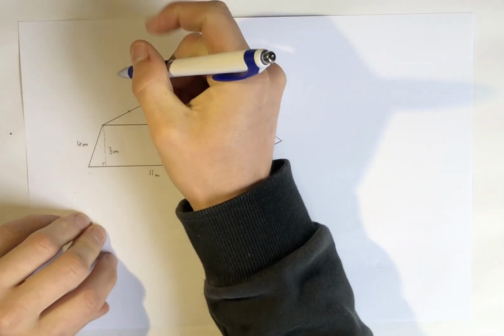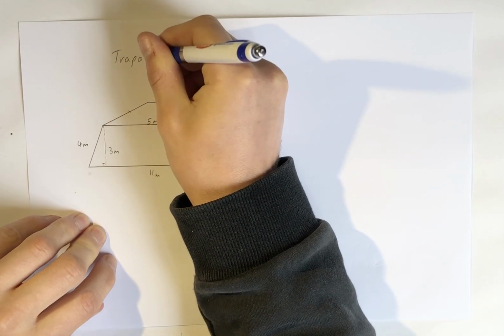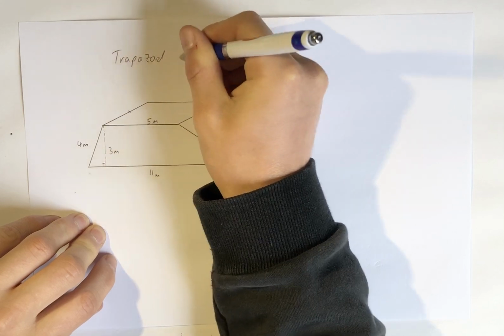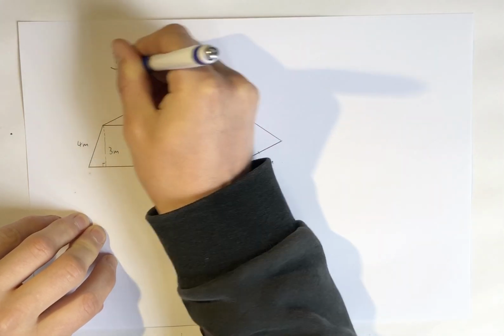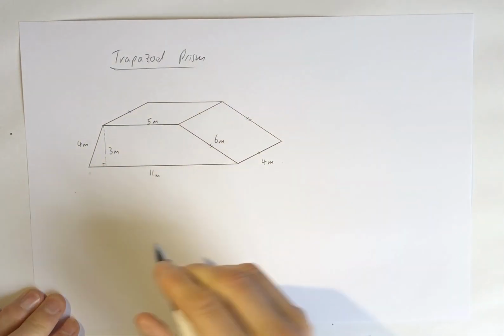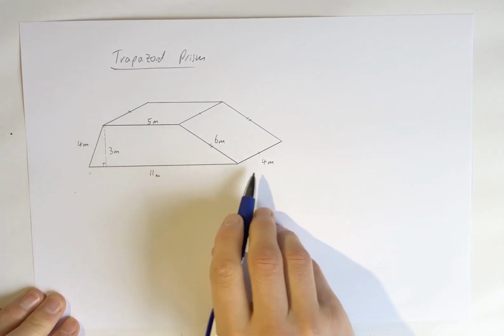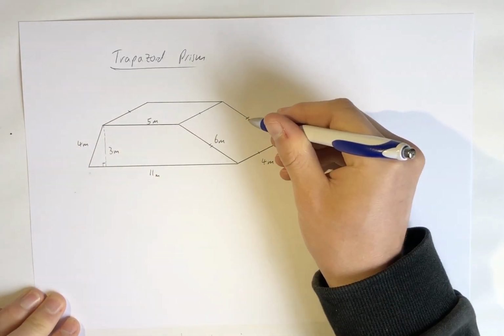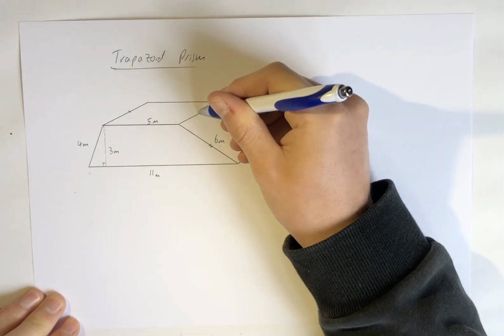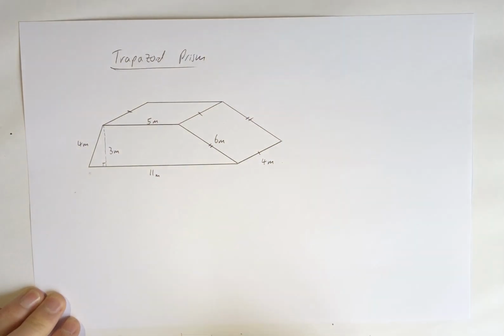This is a trapezoid prism. I think I spelled that wrong. Trapezoid prism. So there's a lot of faces on here. We've got 3 meters height here, 4 meters, 11, 6, 4, and 5. And these lengths obviously the same. And these lengths all the way down here are the same. It's got the same width all the way through.